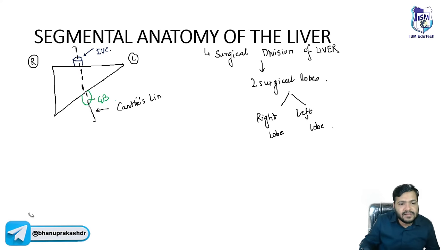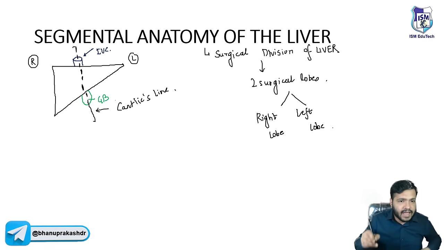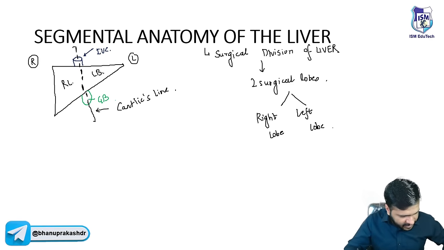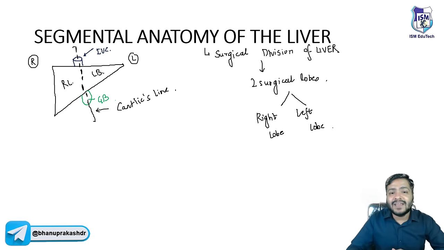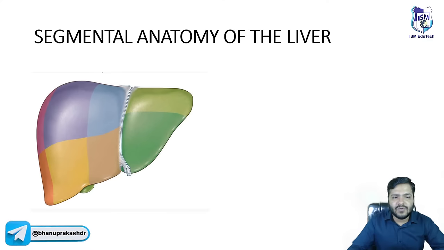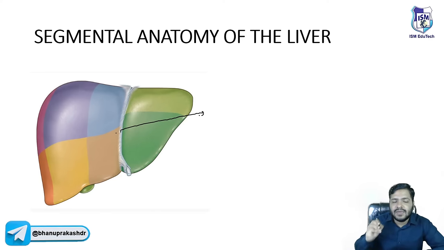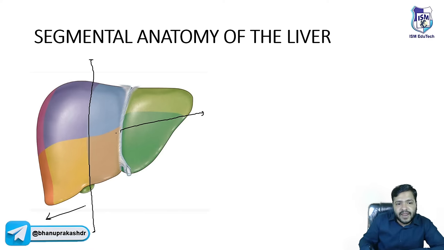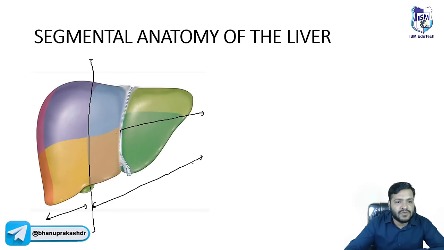Okay, I'll just write it nicely. It is called the Cantley's line. And now it is dividing the liver into right lobe and left lobe. Earlier, anatomically, when we divided the liver, you can see over here that it is divided on the basis of the ligamentum teres. But surgically the liver is divided into this: we have the right lobe and we have the left lobe. So it is like this, beta.